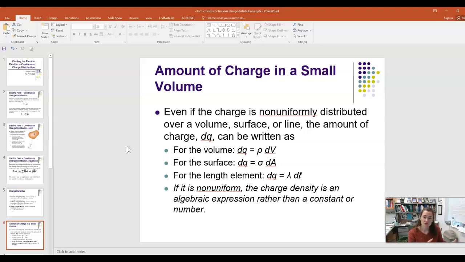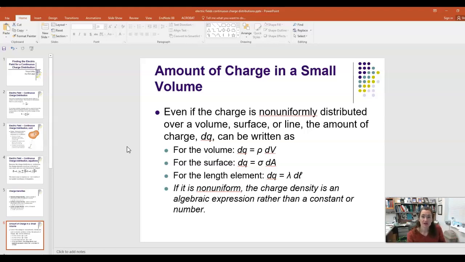Now, if you have a certain surface charge density, then your dq would be sigma times dA. Here, sigma, remember, is your total charge divided by your area. dA in Cartesian coordinates might be, for example, dx times dy. For the length element, dq would be lambda times dl. So if you're, yet again, in a Cartesian coordinate system, and let's say that your wire stretches along the x-axis, then you might have lambda times dx for dq. So it just changes depending on how your charge is oriented.